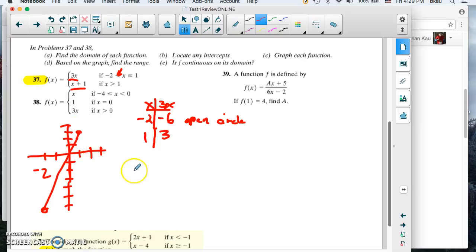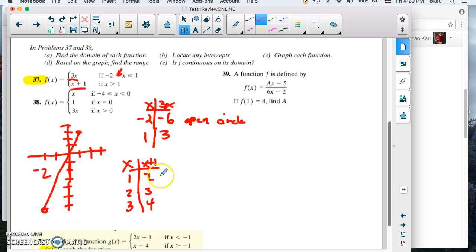Now we need to graph the second piece here, which is x plus 1 as our f of x value. Now we're starting at 1 here and being greater, so 1, 2, 3. We'll just graph a few points. We put 1 into this: 1 plus 1 is 2, 2 plus 1 is 3, 3 plus 1 is 4.